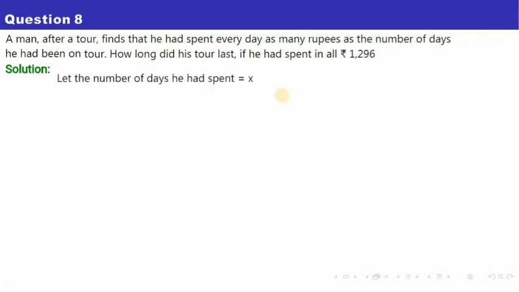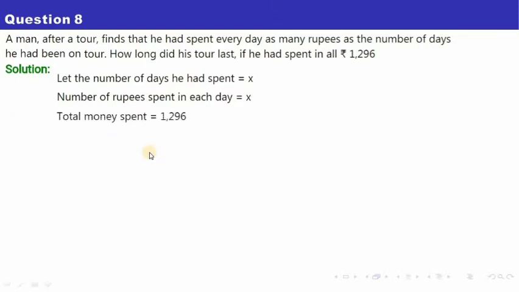Let me take the number of days he had spent to be X. What does that mean? That means every day he is spending rupees X. That's what I said in the beginning, right? Now if you are going to tour for 10 days, then obviously every day you are spending rupees 10, isn't it? So in one day, if you are spending 10 rupees, then in 10 days, how much will you spend? It will be 10 into 10, that is 100 rupees, isn't it? So same thing is happening here also.